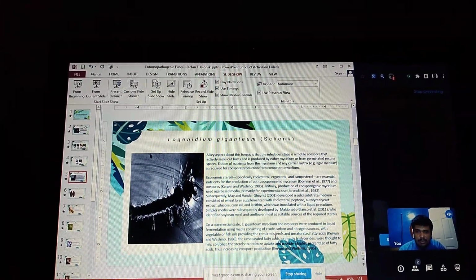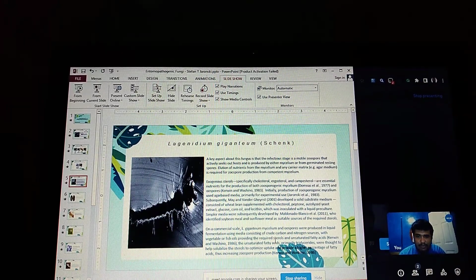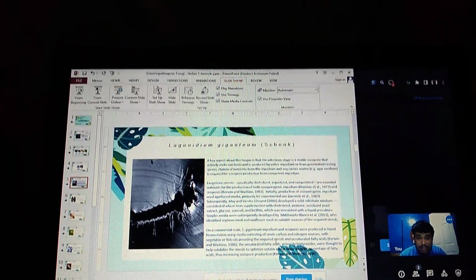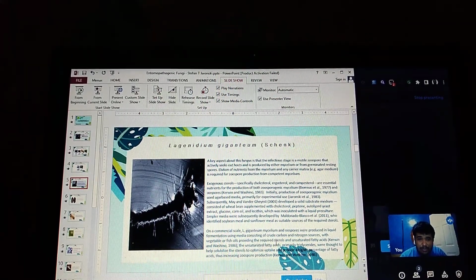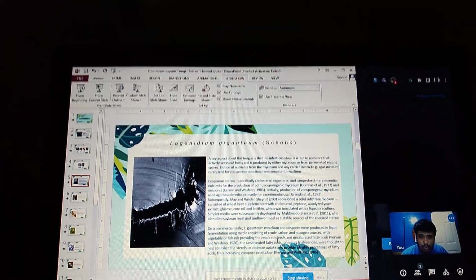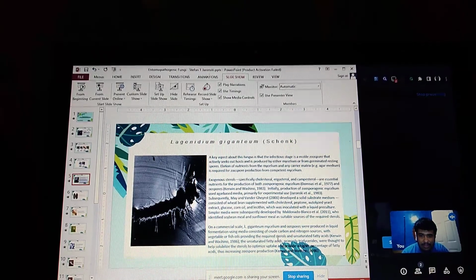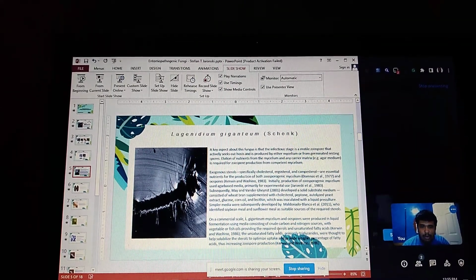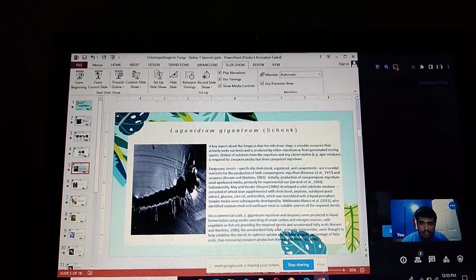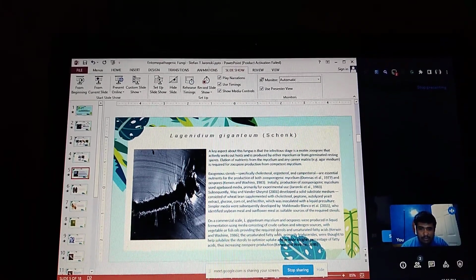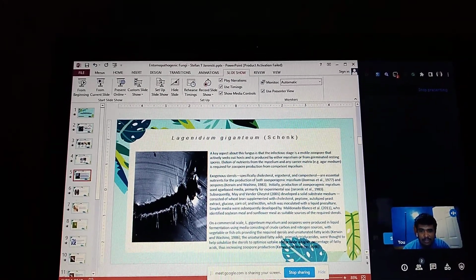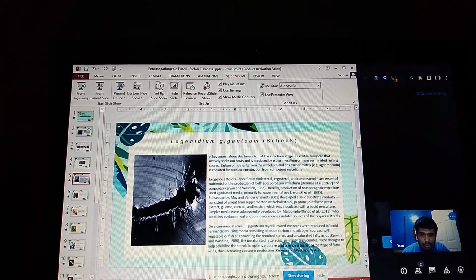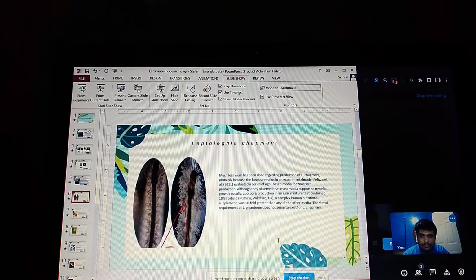Lagenidium giganteum: a key aspect of this fungus is that the infectious stage is a motile zoospore that actively seeks out hosts and is produced either by mycelium or from germinated resting spores. Elution of nutrients from the mycelium and carrier matrix is required for spore production from competent mycelium.